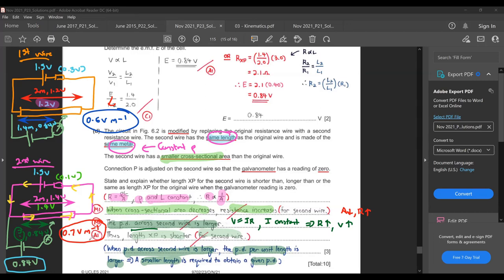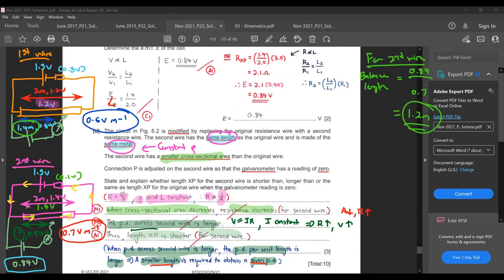So from here, if you want to get back the same given PD, you should be using a smaller length, because from here I can show that the length required for 0.84 would be 0.84 divided by 0.7. It's going to be 1.2 meters. So this is for the second wire, the balance length required. Your balance length required would be 0.84 divided by 0.7, which gives me 1.2. See, before this you needed 1.4 meters, but now you need 1.2. It's shorter. So length XP definitely will be shorter.